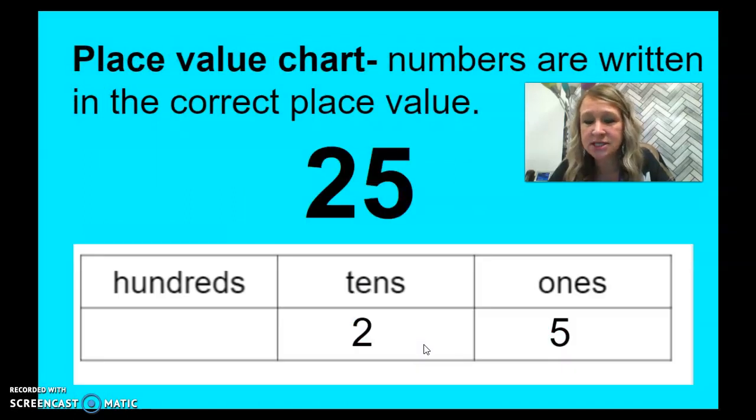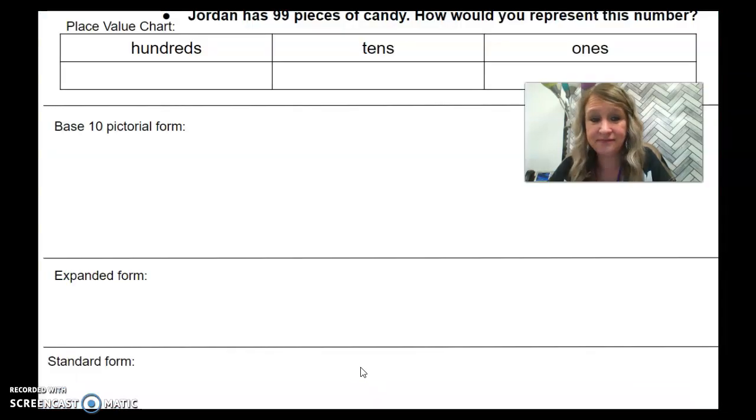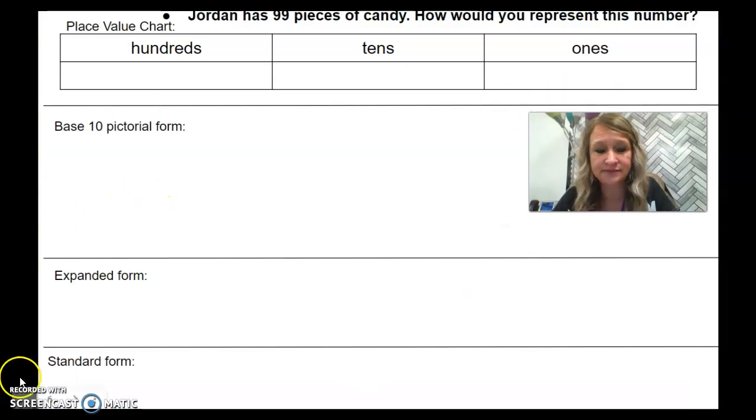Place value chart. Say place value chart. Place value chart is when numbers are written in the correct place value. So the number on the right is always the ones. The number next to the ones is always the tens. Now we're going to do some practice problems together. Ready? All right.